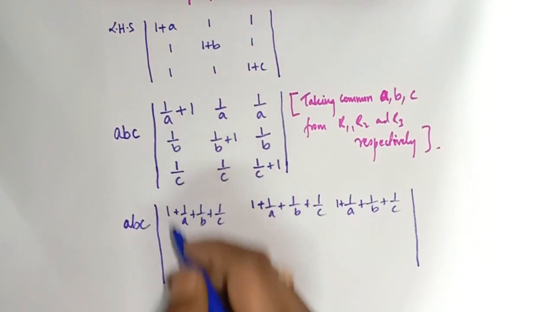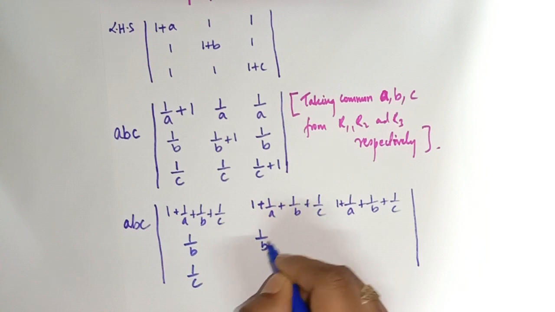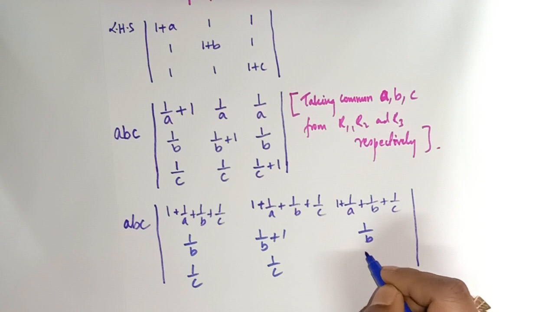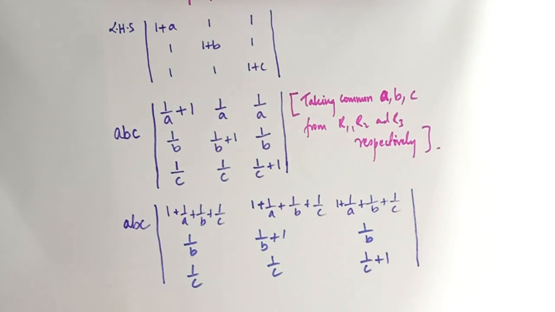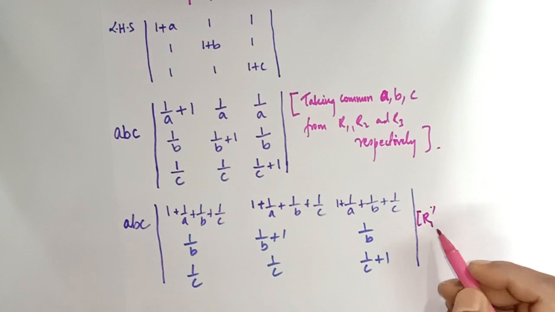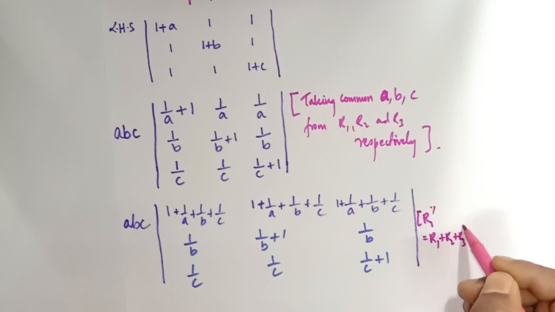But this will remain as it is. So this will be 1 by B, this will be 1 by C, this will be 1 by B plus 1, this will be 1 by C, this will be 1 by B, this will be 1 by C plus 1. So what operation have we done? You'll write at the side: R1 dash, I have changed R1 by R1 plus R2 plus R3.